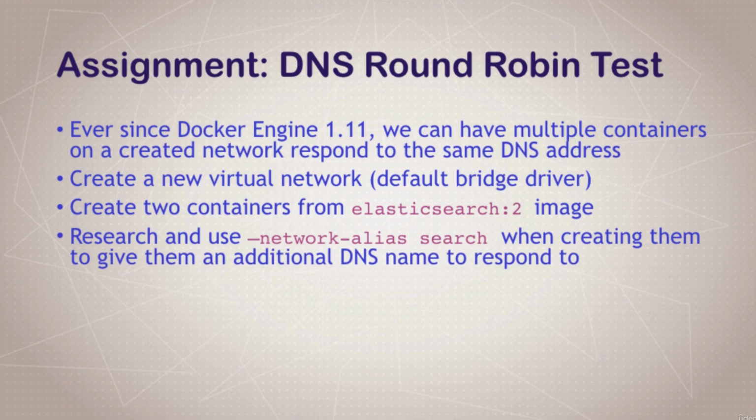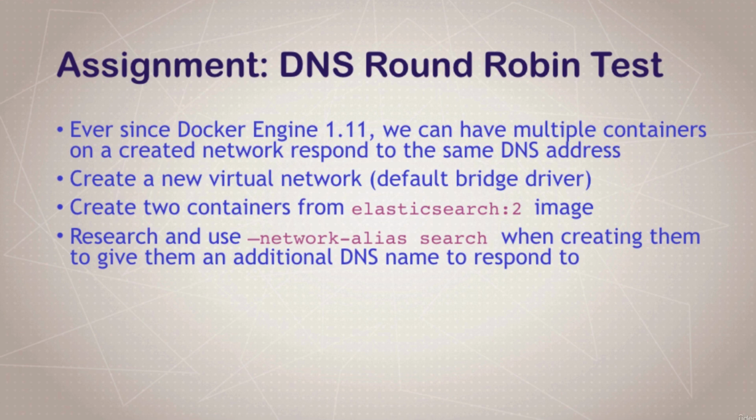So you want to research and check out the --net-alias command. That's actually an option for docker run. And so when you start a container, you're going to tell it, I want another DNS alias to call this container by, not just its container name.